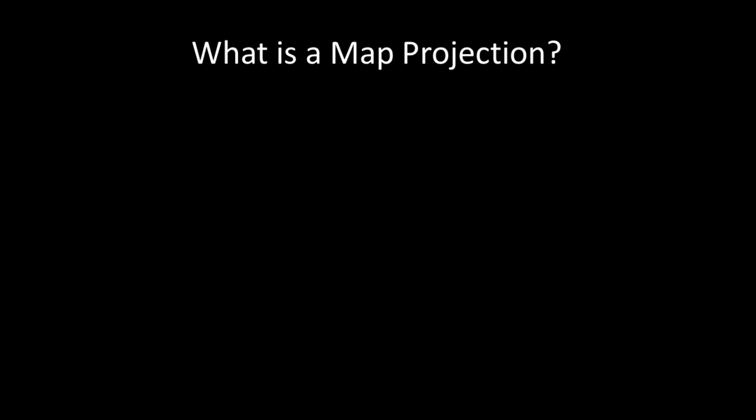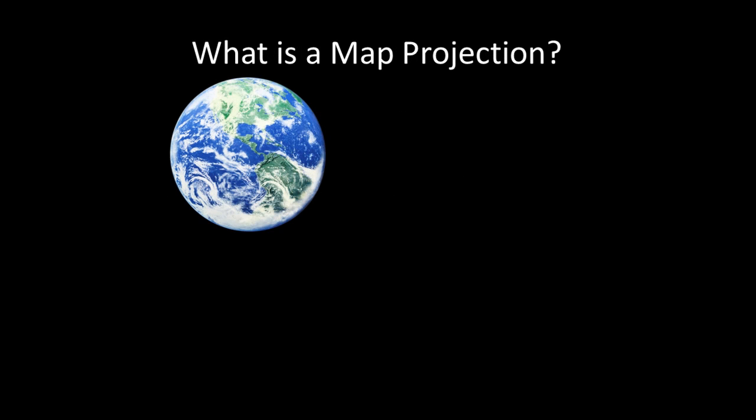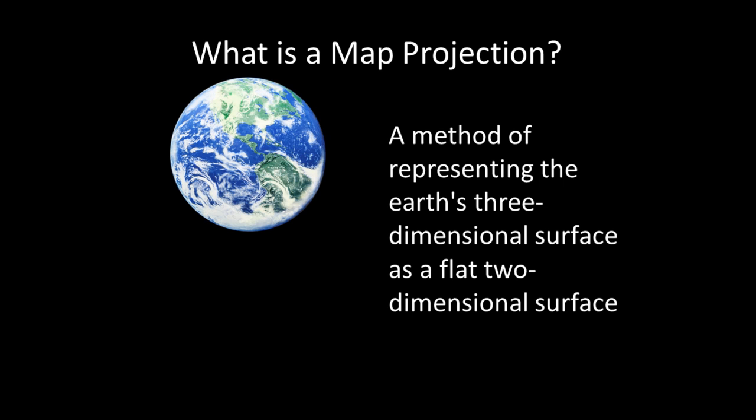The Earth is an oblique sphere. Thus, starting with the ancient Greeks and the beginnings of Earth measurement and graphical representation, a practical need developed for map projections. A map projection is a method of representing the Earth's three-dimensional surface as a flat, two-dimensional surface.